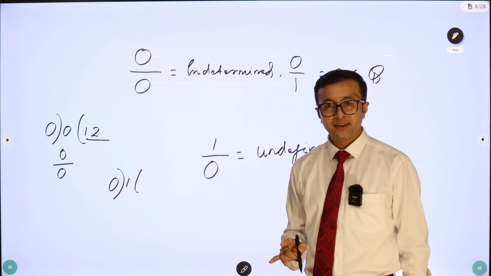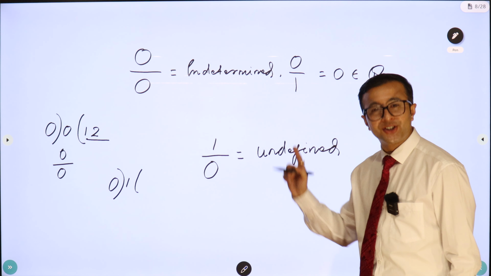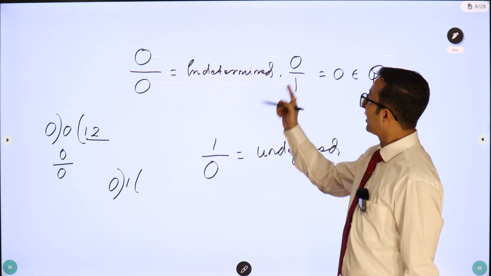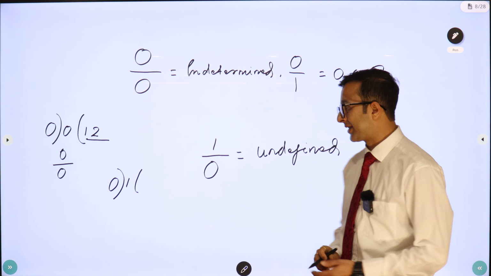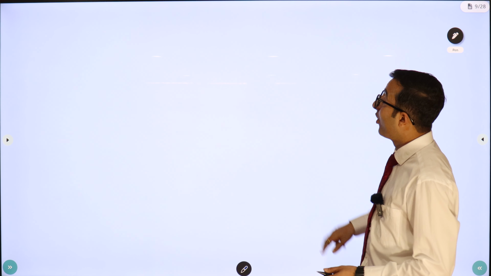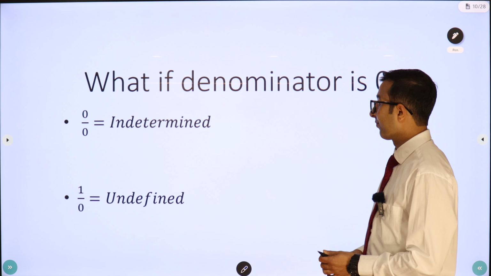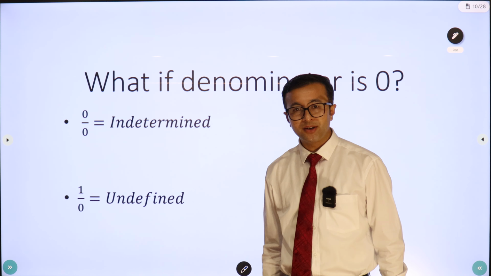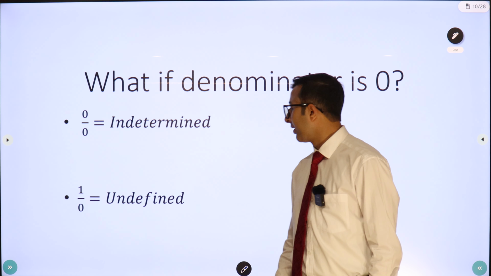It means that if the denominator is 0 in any case, then either we are going to get the number as indeterminate or undefined. 0 by 0 is the indeterminate form, and 1 by 0 is the undefined form.